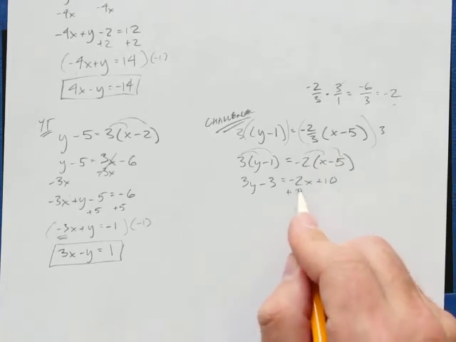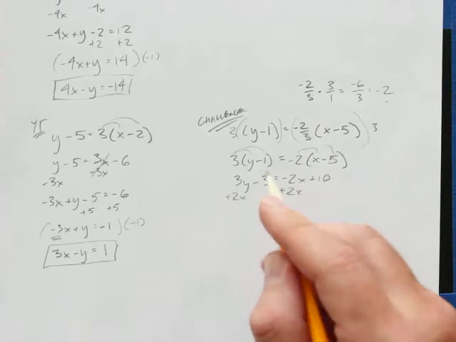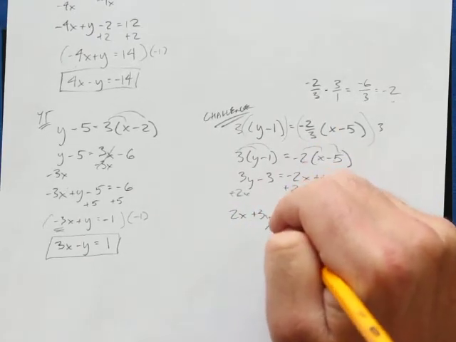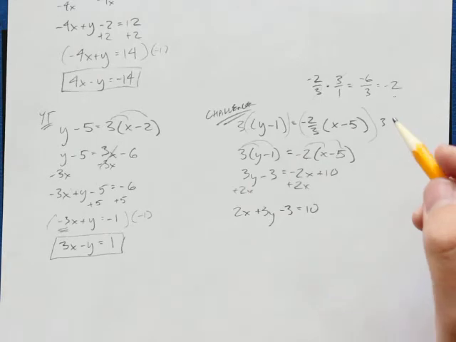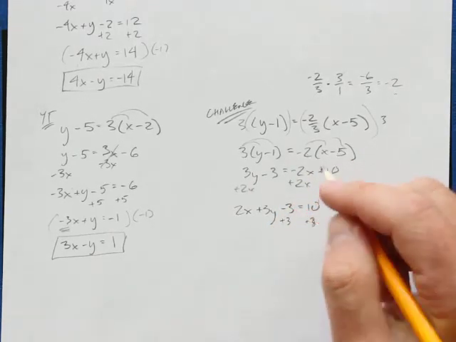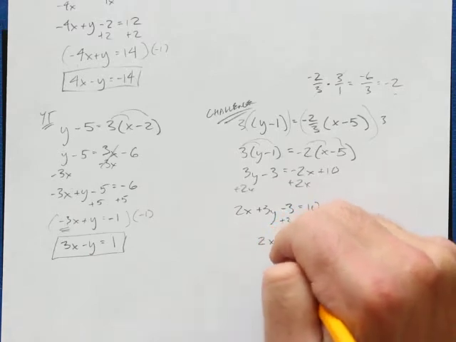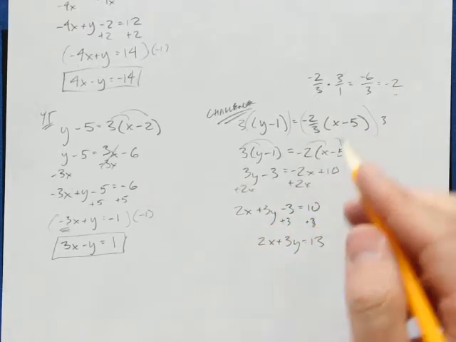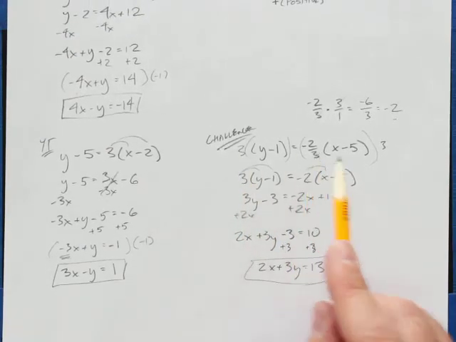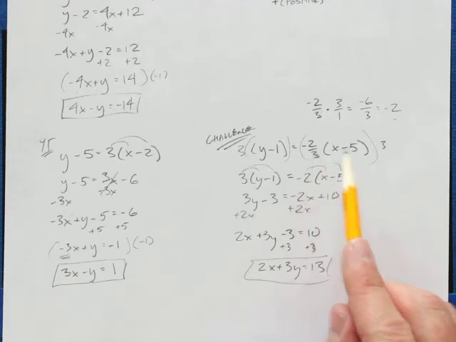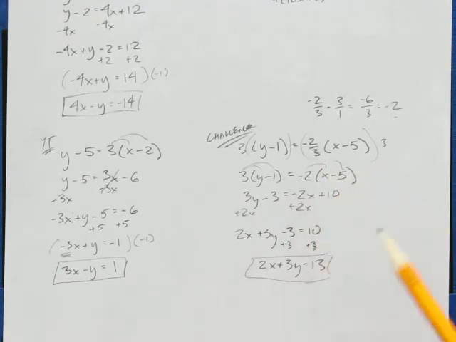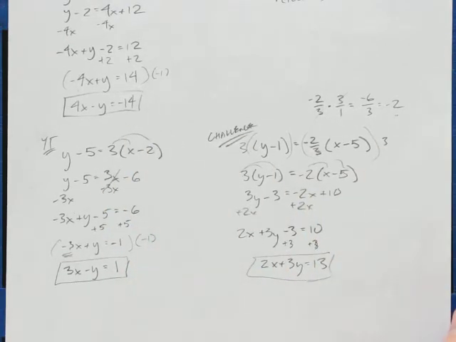I'm going to add 2x to both sides. So now I have 2x plus 3y minus 3 equals 10. Now I just need to get this 3 out of here, add 3 to both sides, and I have 2x plus 3y equals 13. So this is a challenge because you got to get this 3 out of the denominator to just be 1. So you need to multiply by that same number. But other than that, it's pretty much the same as these other two.